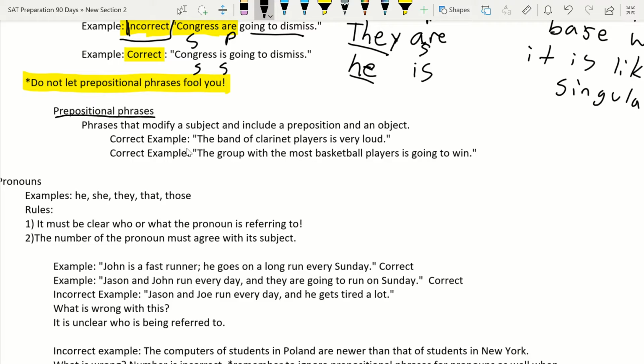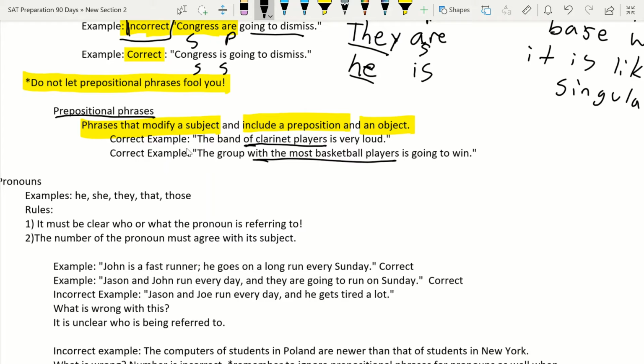So prepositional phrases. Let's start with what prepositional phrases are. Prepositional phrases are phrases that modify a subject. They include a preposition and an object. So what's a preposition? A preposition would be something like "of" or "with," anything that adds on to your subject. So you have "the band of clarinet players." That's going to be your prepositional phrase. You have "the group with the most basketball players." That's your prepositional phrase, modifying that right there. So those are going to be your prepositional phrases.